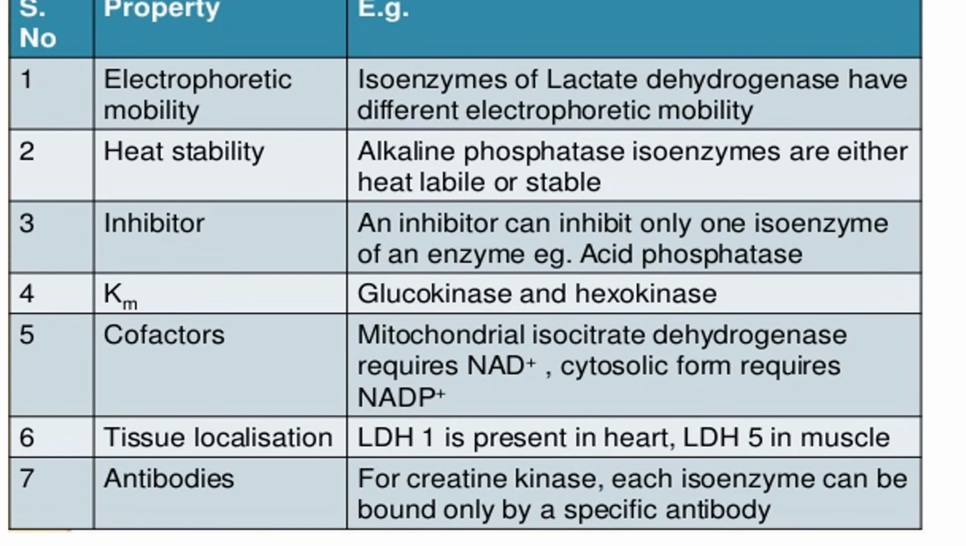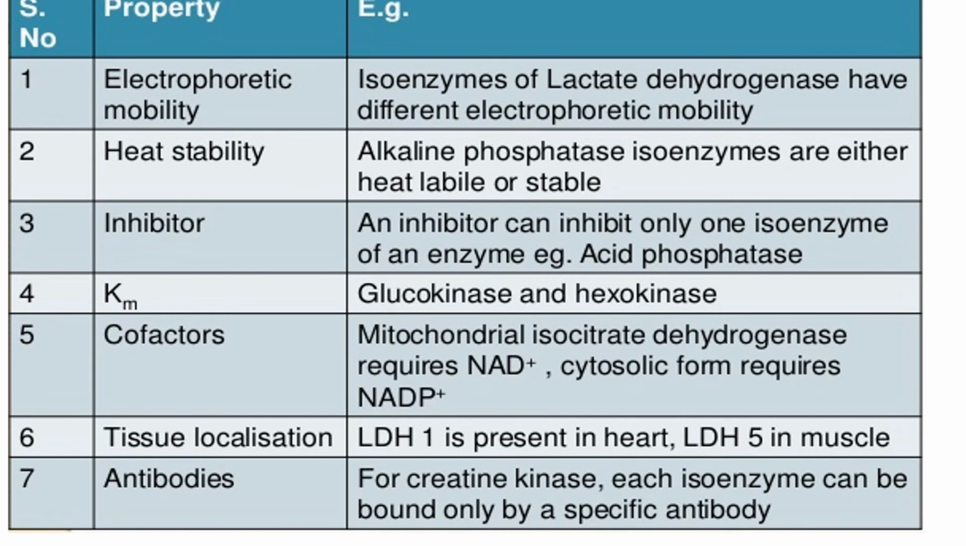As far as the enzyme inhibitors are concerned, inhibitors can inhibit only one isoenzyme form of an enzyme. Like if there is an inhibitor, it either inhibits CK1, 2 or 3, but it cannot inhibit all of CK1, 2 and 3. So inhibitors can inhibit only one isoenzyme form of an enzyme, like in acid phosphatase.